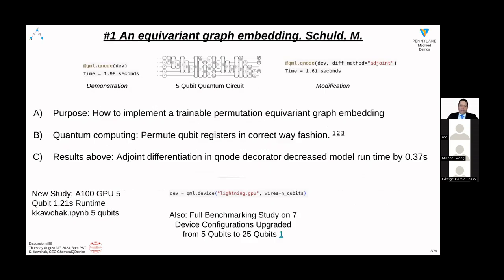So we're going to start to get into PennyLane. And this specific model, you'll see at the bottom, I did a full benchmarking on it. So I switched everything to 25 qubits to get the complexity up. And like I said, when you're running, for instance, lightning.gpu, first the demonstration, this model takes close to 2 seconds using adjoint, a differentiation method that PennyLane has, that when you can, you definitely want to use. 1.61 seconds, and then with the GPU, 1.21 seconds.